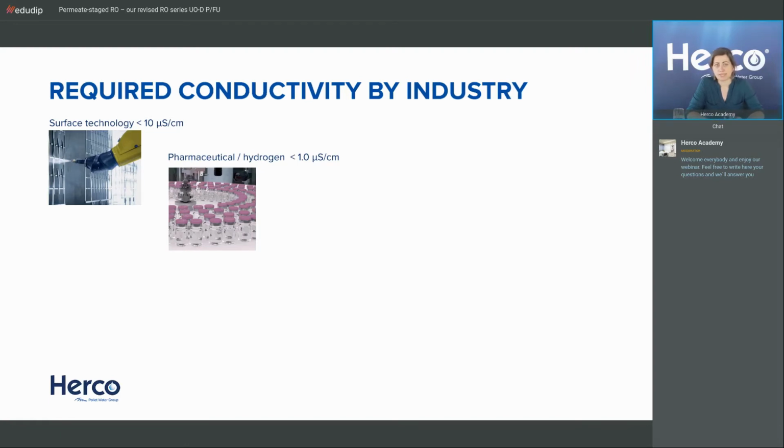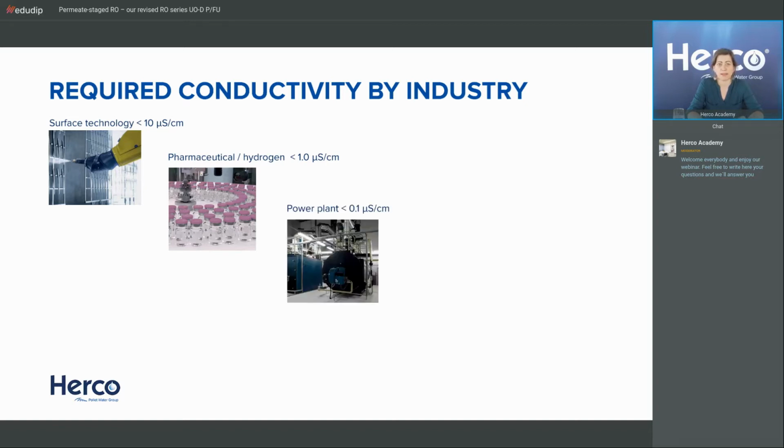In the pharmaceutical sector or production of green hydrogen, we usually need a conductivity of around 1 microsiemens per centimeter, approximately, sometimes even down to 0.1. And if you look at power plant applications, there it depends a bit on the type of boiler, the type of power plant, the pressure rating, but usually you need a pretty low conductivity of less than 0.1 microsiemens per centimeter. So here we are already in the range of RO plus EDI.